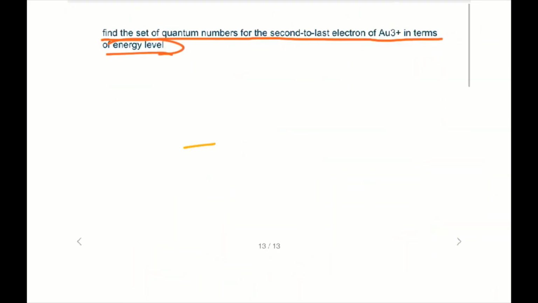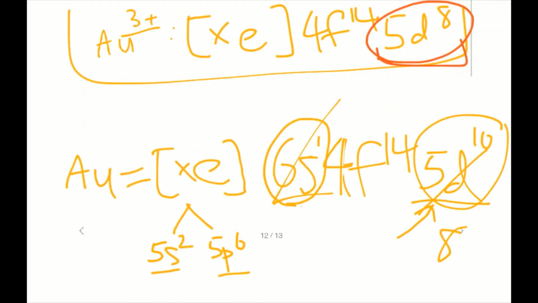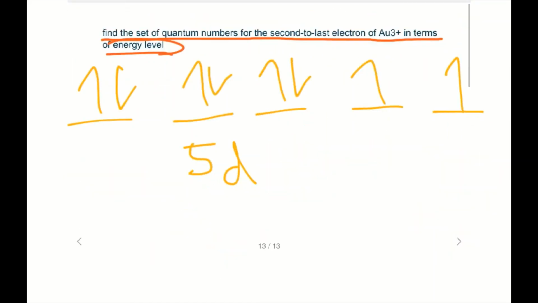So let's draw out the 5d suborbitals in terms of their orbital diagrams. So we have 8 electrons, so we're going to do 1, 2, 3, 4, 5. And this is Hund's rule because remember, we are going to do single electrons before we pair them up in the same sublevel. So 1, 2, 3. And we have 8 electrons. And the second to last one, well, what's the second to last one that I drew? It was this one, wasn't it? So let's find the quantum numbers for that electron.